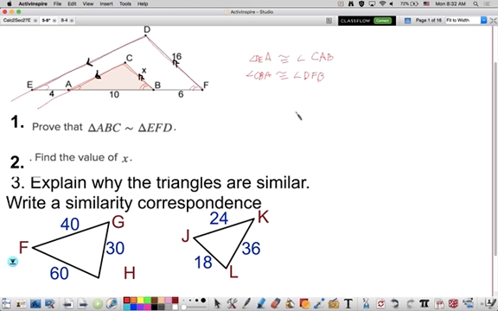What postulate or theorem tells me they're similar? There were 3 postulates: side, side, side, side, angle, side, and there was something else. It was the easiest one. Angle, angle. By the angle, angle similarity postulate, we have that those triangles are similar.